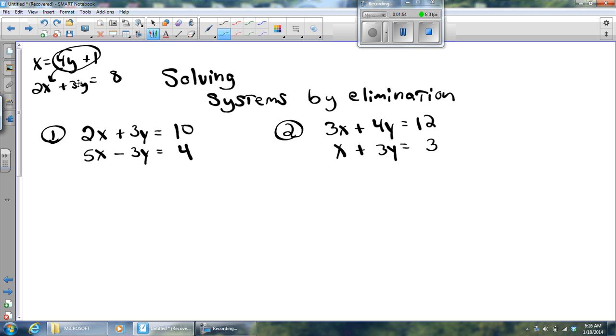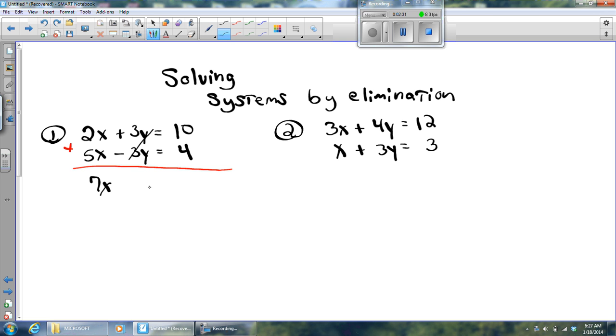Well, in elimination, we're going to eliminate a variable. Substitution got rid of one of the variables by plugging something in its place. Elimination will actually cause a variable to disappear. Take a look at this first equation. We've got 2x plus 3y equals 10, and 5x minus 3y equals 4. What do you think would happen if we added those two equations together? Adding our like terms of x, we get 2x plus 5x, which is 7x. Positive 3y and a negative 3y, they cancel. They're gone. They're eliminated. And 10 plus 4 is 14.